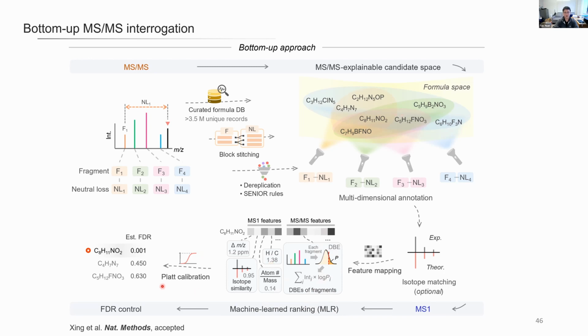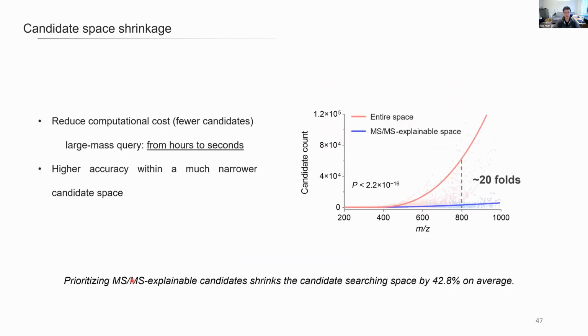We also have a plateau calibration to assign a probability to each molecular formula. The probability allows us to further calculate a false discovery rate, and a formula with a smaller false discovery rate is more likely to be true. So our work implements many different things to eventually reach an accurate prediction of molecular formula.